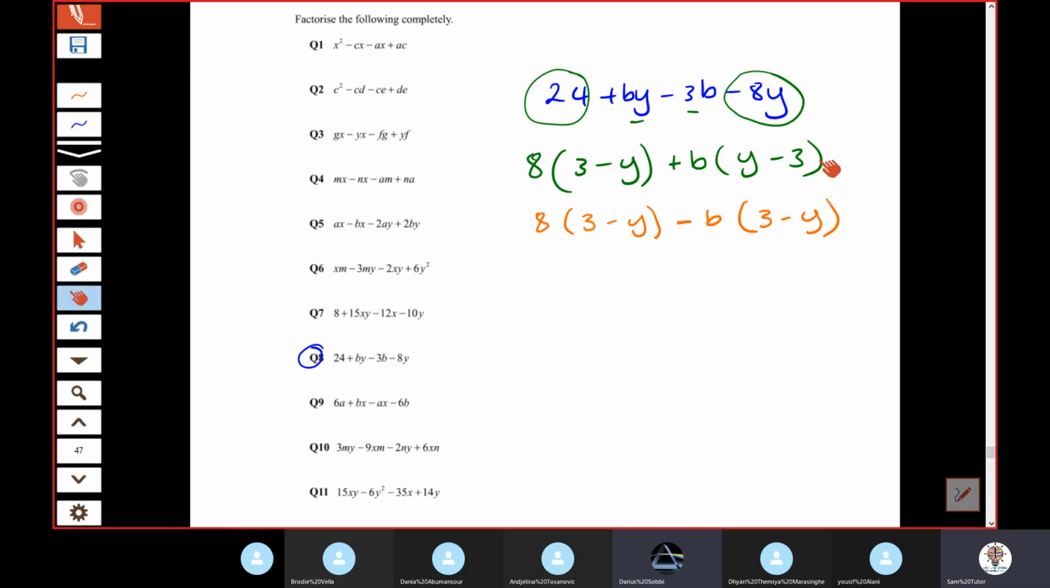What did I essentially do? Well, you can technically say I took out a negative from these two. So if I take out a negative, what happens? That guy becomes a positive, and that guy will become a negative. Now look at it. They're actually the same. So the answer is 8 minus b, 3 minus y. Does that make sense? Yeah.